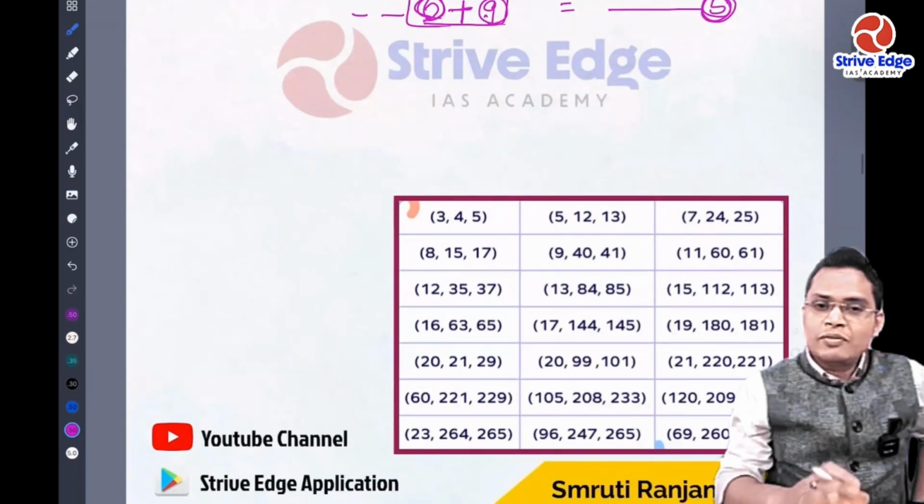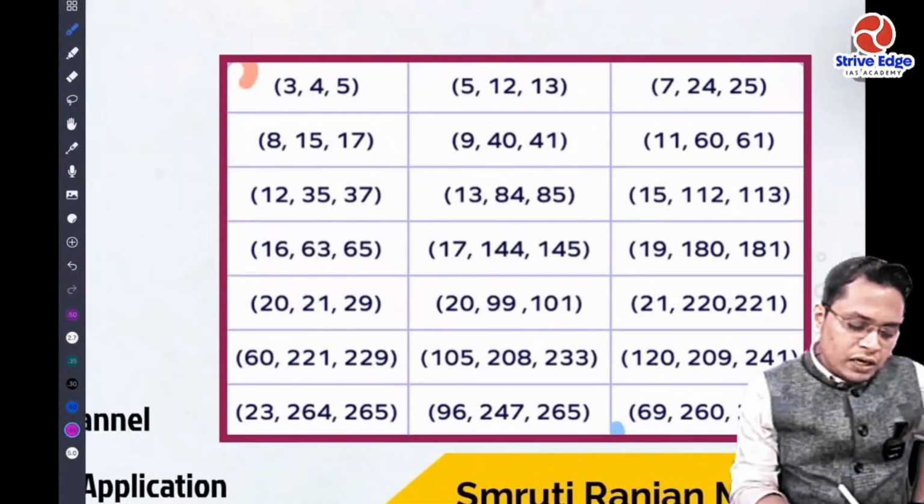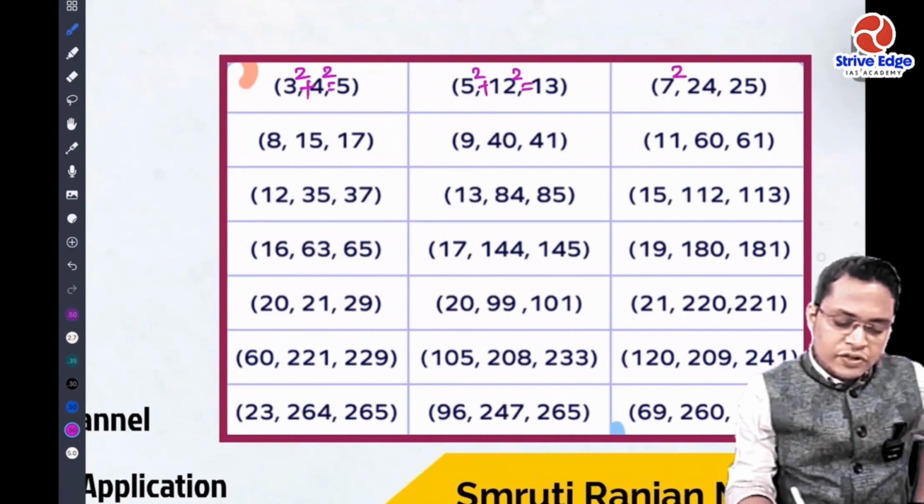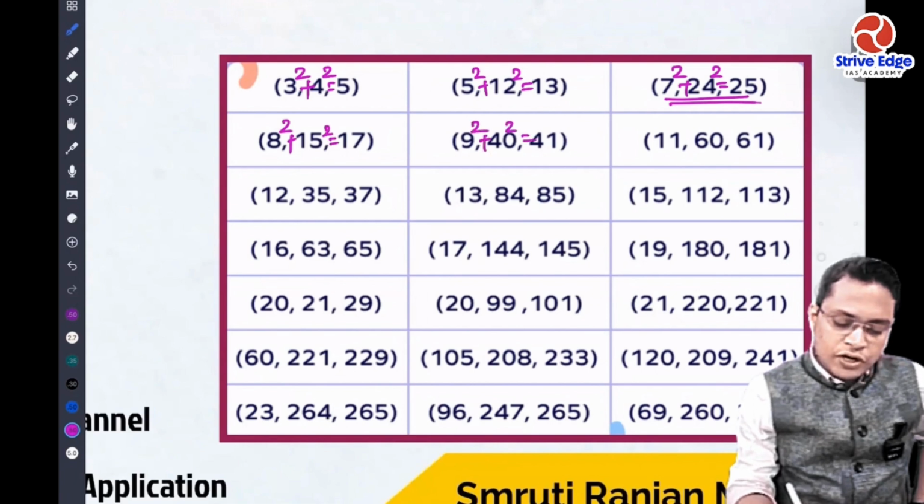So here I have given some triplets. You can see 3 square plus 4 square equals 5 square. Same, 5 square plus 12 square equals 13 square. 7 square plus 24 square, this is what was given. 8 square plus 15 square equals 17 square. 9 square plus 40 square equals 41 square.